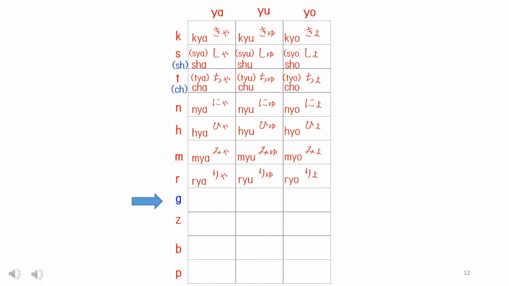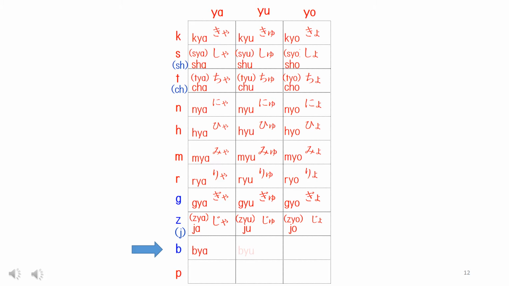Next we have gya, gyu, gyo. The hiragana are gya, gyu, gyo. And next is z, but the sound is ji, so ja, ju, jo. The hiragana are ja, ju, jo. Next we have bya, byu, byo. The hiragana are bya, byu, byo.